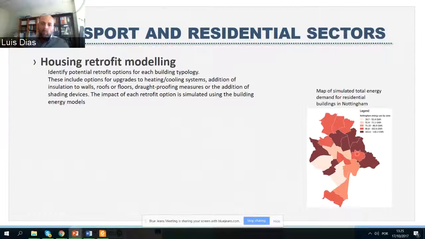This simulation model also allows us to test some retrofitting options and analyze their effects. So, the replacement of some specific cooling and heating systems, the addition of insulation in walls, roofs or floors, and see the impact of each of these options in terms of energy consumption reduction or increase.